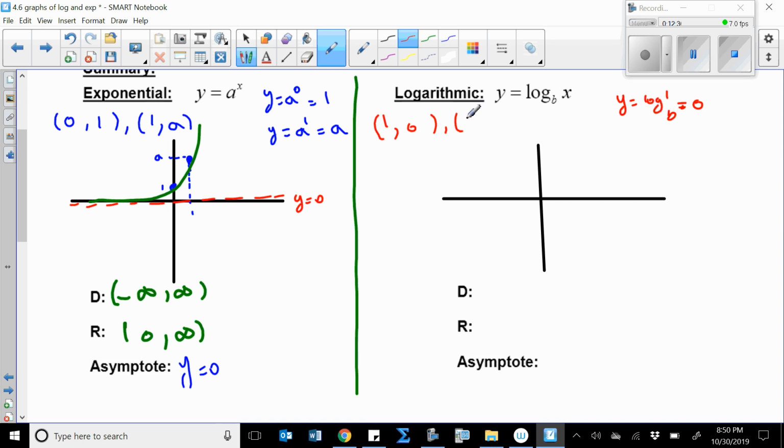The next point, I'm going to set the base as the x value. So it will be y equal to log of b base b, which is 1. So the 2 points are 1 and 0 and b and 1. So I can graph these 2 points, 1 and 0 and b and 1. Let's say for example b is here and 1 is here.